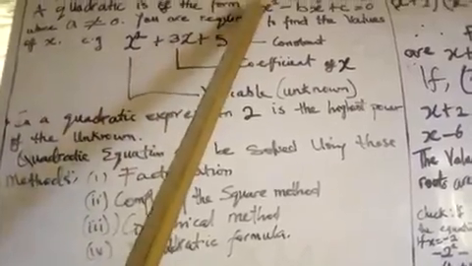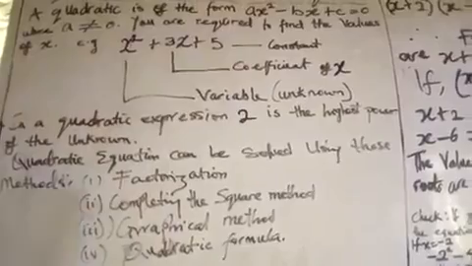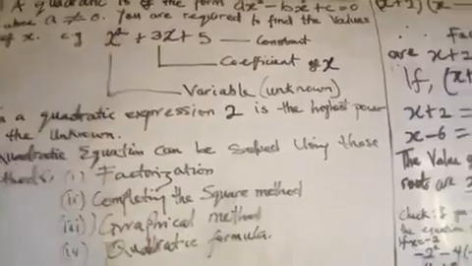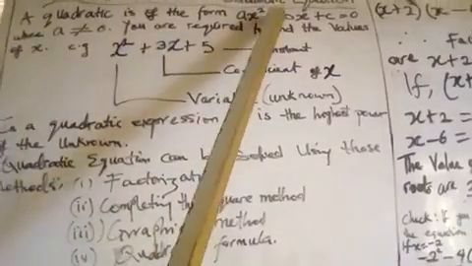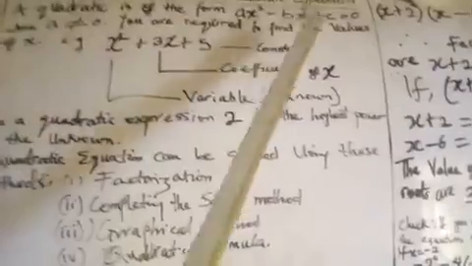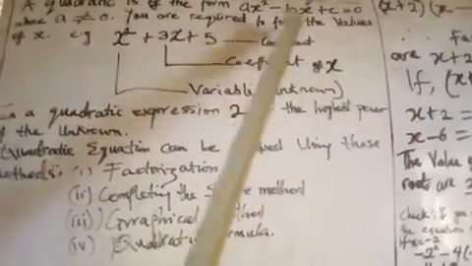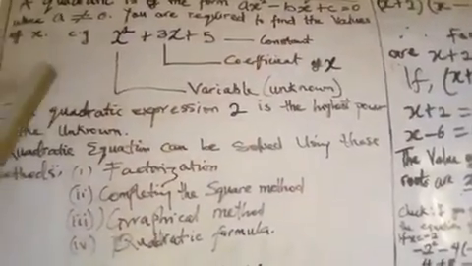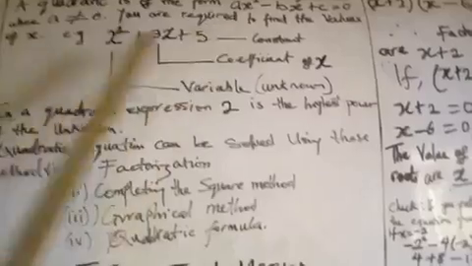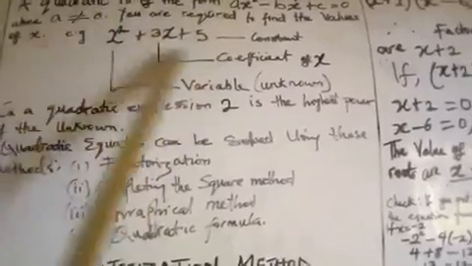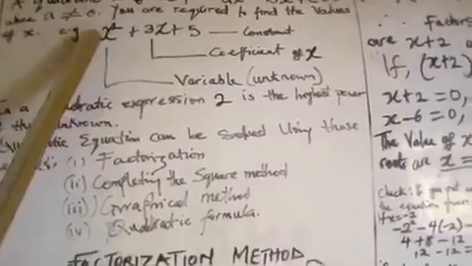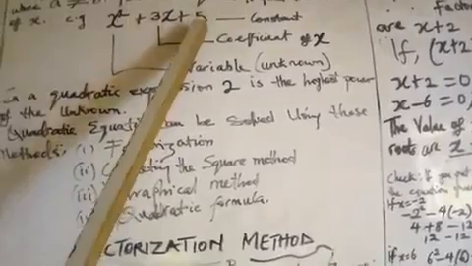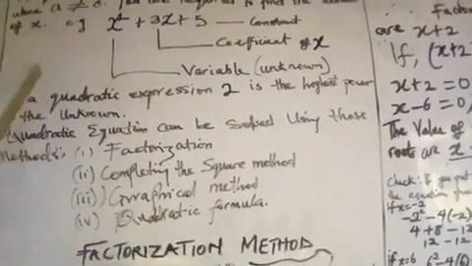This a here must not be 0. It could be 1, it could be 2, but it must not be 0. Understand? Of course, b also could take any value, and c also could be any value. So for example, x squared plus 3x plus 5. In this equation, our a is 1, our b is 3, and our c is 5. Take note of that.